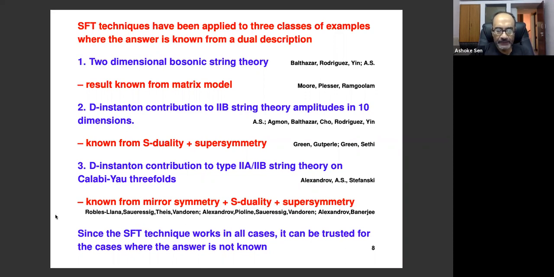And what we have found is that the string field theory techniques that I'm going to describe work in all cases. It's all the same techniques. And because of this, we can now trust these string field theory techniques and apply them to the cases where the answer is not known. For example, even in type IIB string theory in 10 dimensions, S-duality and supersymmetry can only tell you about a certain class of contributions due to D-instantons. But there are plenty of others which are not predicted by S-duality. And there you can now apply these string field theory techniques to extract the result.